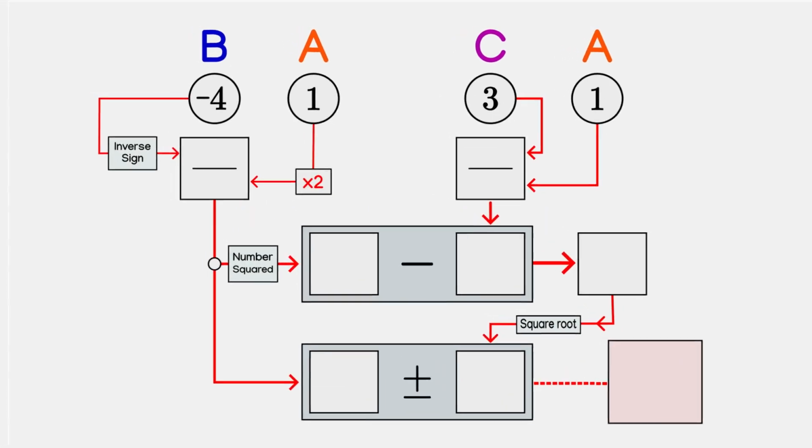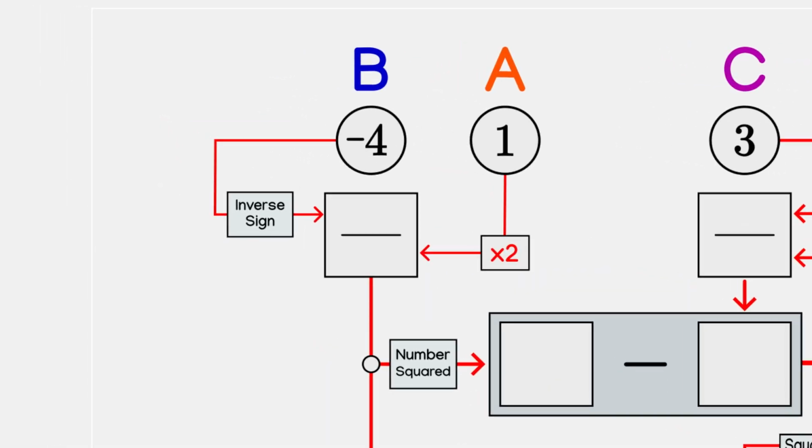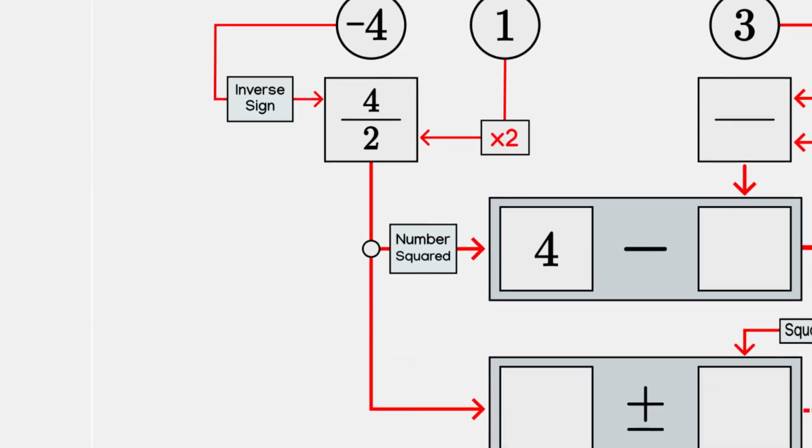Let's start with the left branch. Invert the sign of b and place it in the numerator. Multiply a by 2 and place it in the denominator. Now, divide 4 by 2, square the result and write it down here. And bring that same value down to the bottom slot.